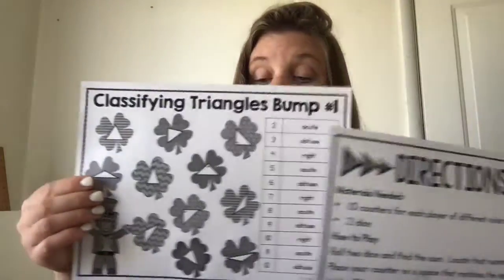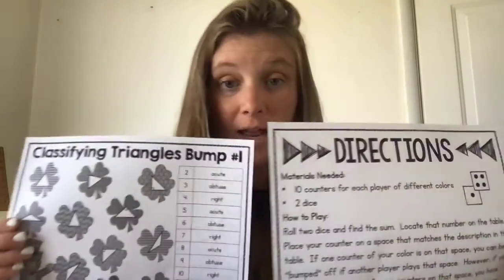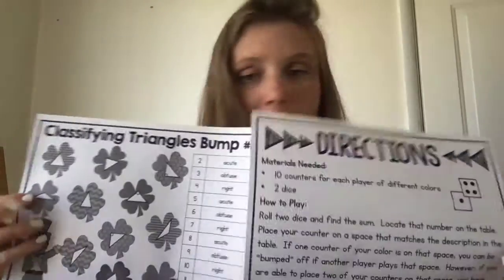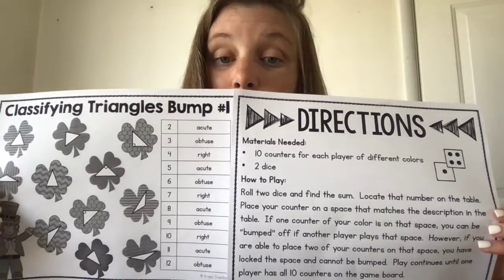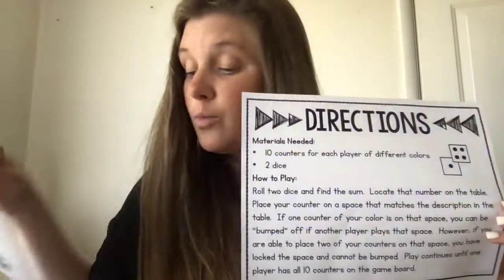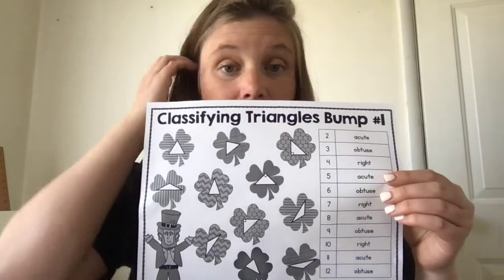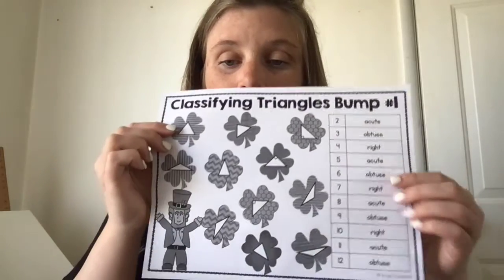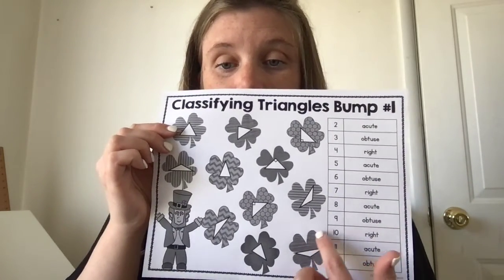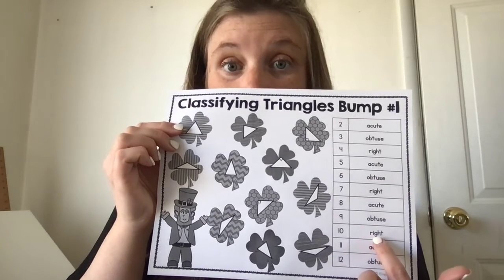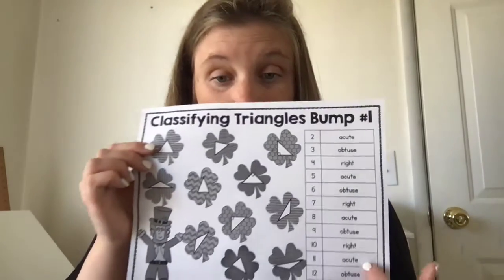Now, if you want to play with a friend, I'm going to tell you how to play. Then I'll tell you how to do it by yourself, and either one is just fine. Okay, so if you play with a friend, you roll the dice. You take turns. So you roll the dice and you add up what you get, and let's say you get 10. Okay, so you come down here to 10, and it says right. So you've got to find a triangle that's a right triangle. Do you remember what right triangles are? It has one right angle, right?